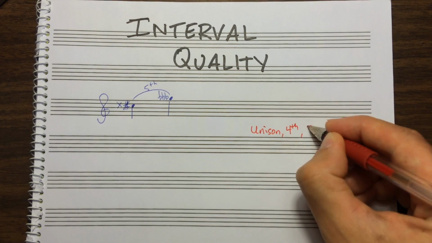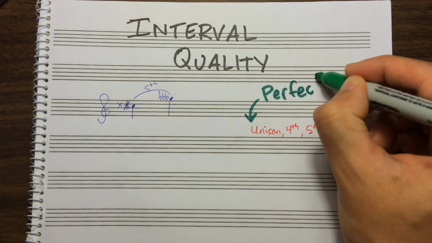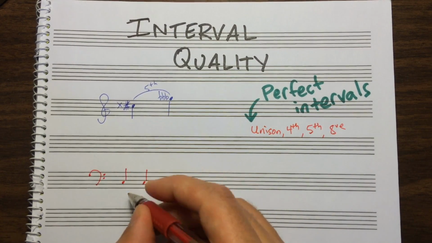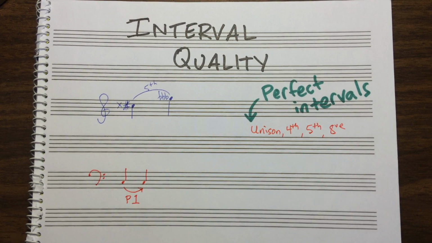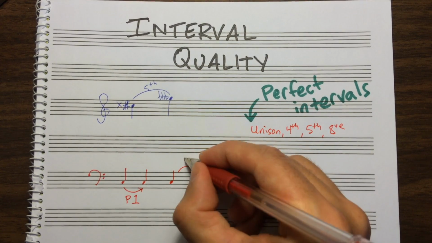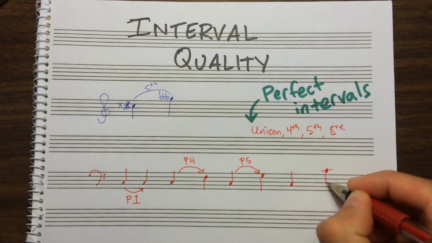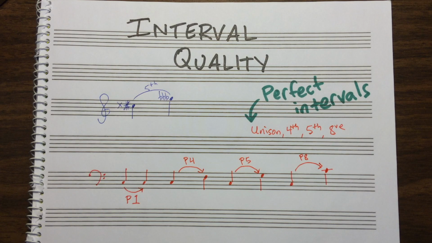Unisons, fourths, fifths, and octaves are called perfect intervals. A C natural to a C natural is a perfect unison, abbreviated P1. C to F is a perfect fourth, C to G is a perfect fifth, and C to a higher C is a perfect octave. There are 2 ways to tell if an interval is perfect.